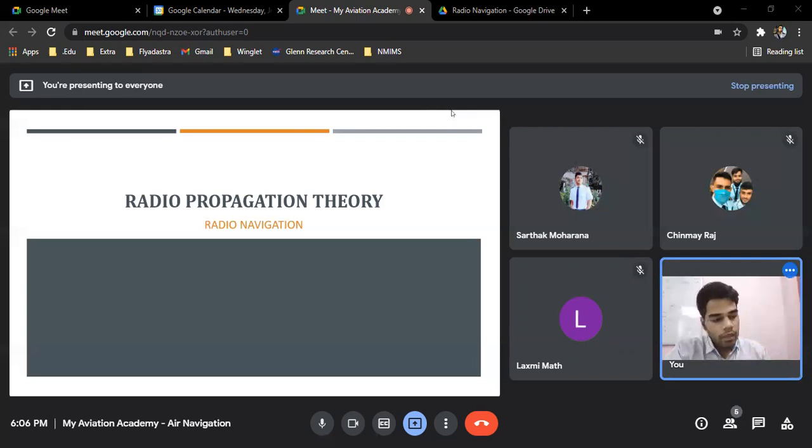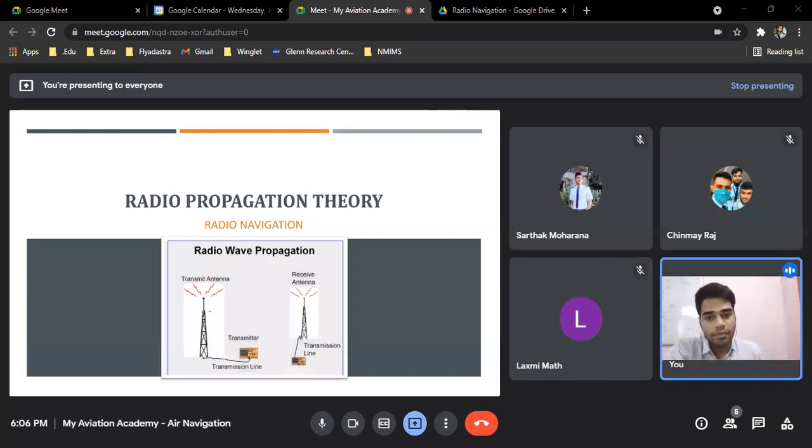All right. So let's start the second chapter today. In the last chapter we saw how the radio wave is formed. In this chapter, we're going to see how this radio wave travels. That's radio propagation theory. You can see in this diagram, this is the transmitter antenna, we call it TX. This is the receiver antenna, we'll be calling it RX.